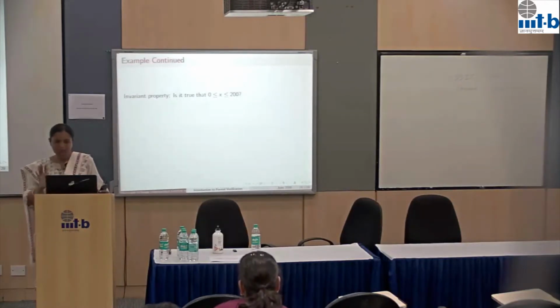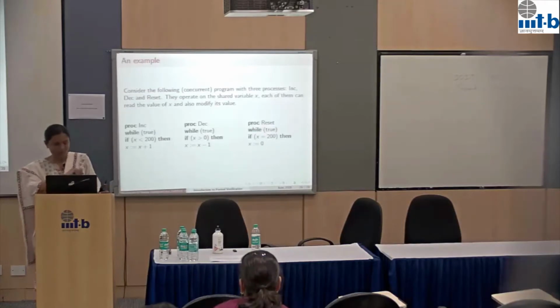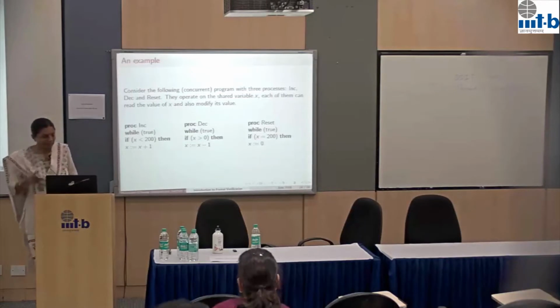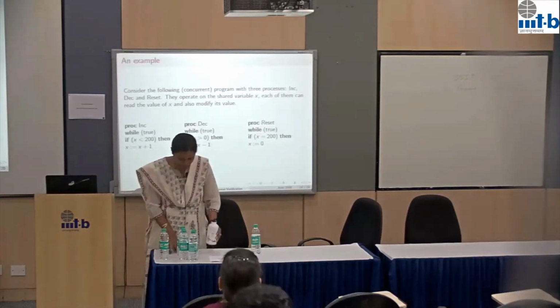So the question is this. Can you show that x will always be between 0 and 200? Is the requirement clear? Will x be always between 0 and 200? This is what I want to show. So I'll put the code. Can you give a proof argument orally that x will always be between 0 and 200? Any thoughts?